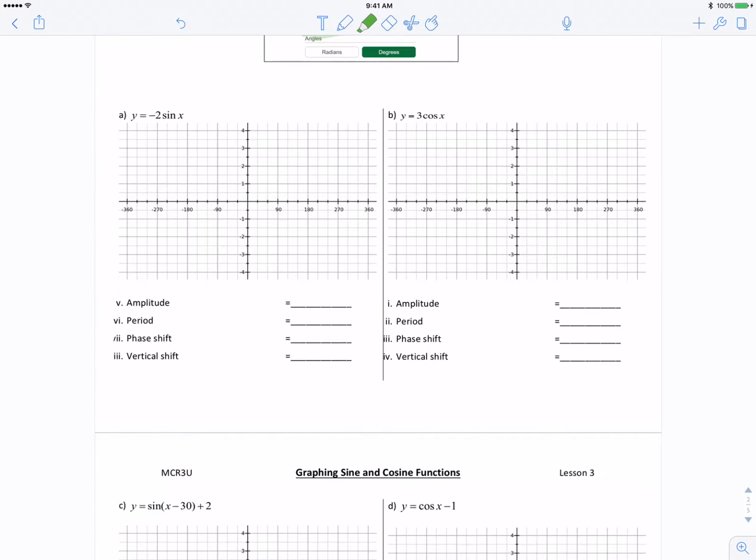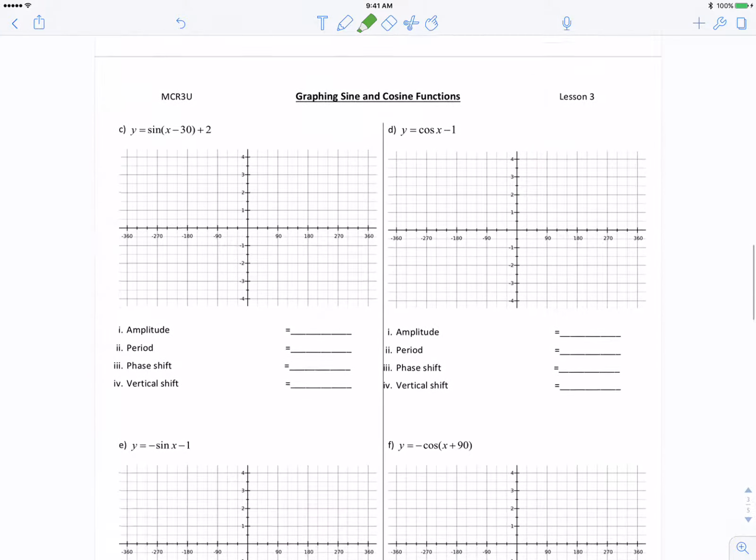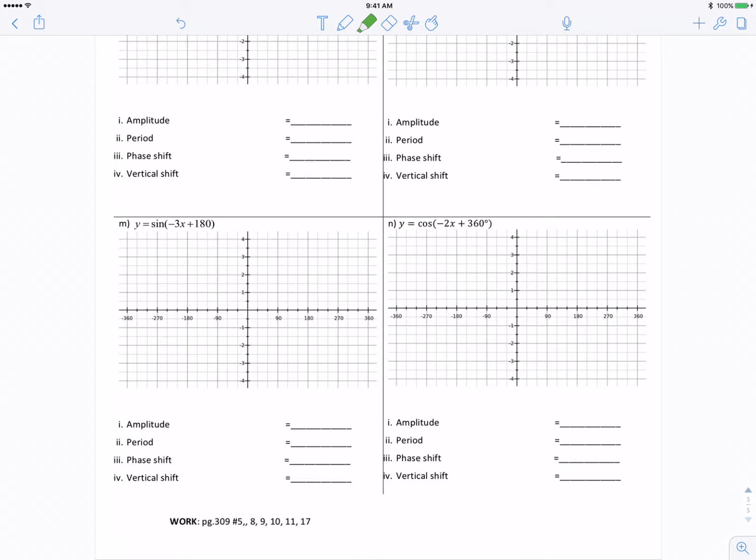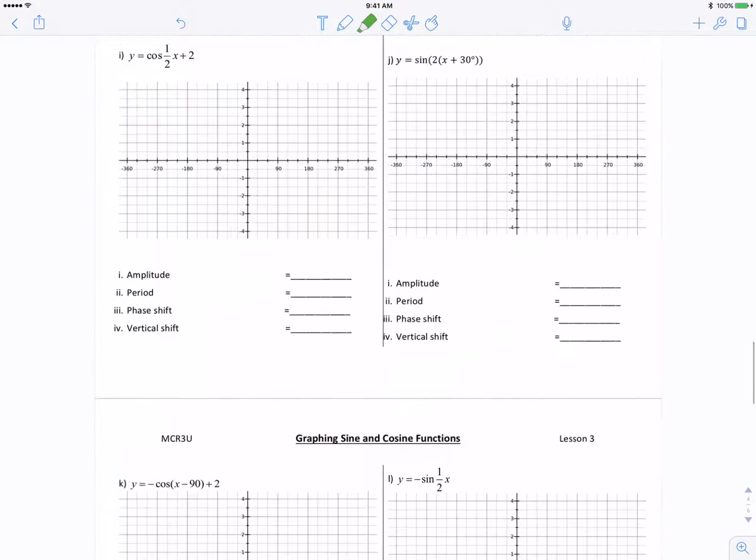Going through these, fill out amplitude, period, phase shift, vertical shift, graph your functions, starting just with stretches, and transformations, and ending, and you will see your homework is additional here. The most important part is that you get the graphs in the pictures in your notes completed first.